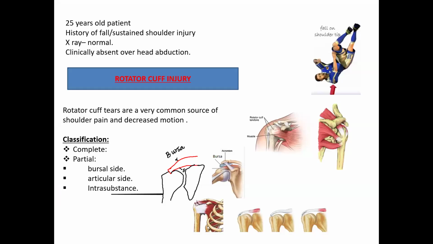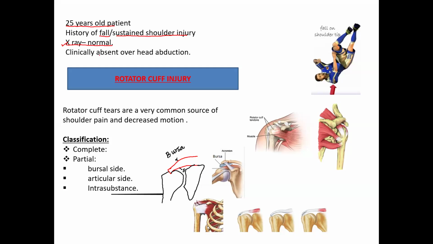So we have a clinically very important topic, but not commonly kept in your exam. So what is it? We'll start with the history for today's case. We have a 25-year-old male patient. He has a history of fall and he sustained a shoulder injury after the fall. On doing X-ray, the X-ray was normal, which means there was no bony injury at the time of injury.